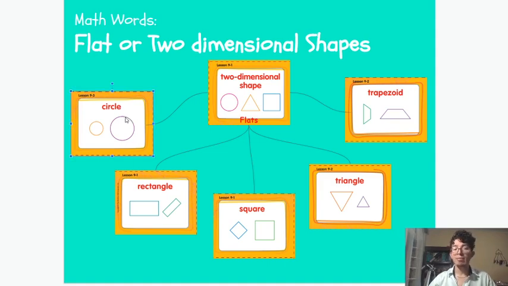Let's see some examples of flat figures. The circle is a flat figure. The triangle is a flat figure. The square is a flat figure. The rectangle is a flat figure. And the trapezoid is also a flat figure. They are all flat. Todos son planos. They don't have volume. No tienen volumen. Okay? So, remember the words. Recuerda las palabras. These are two-dimensional shapes, figuras de dos dimensiones, or flat shapes, figuras planas. We have the circle, the square, the triangle, the rectangle, and the trapezoid.